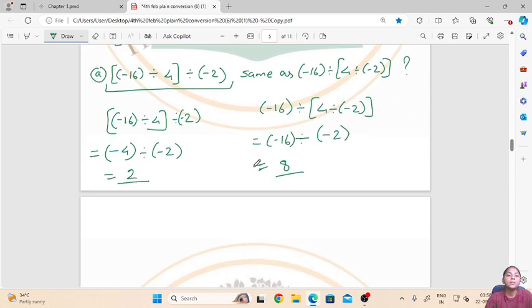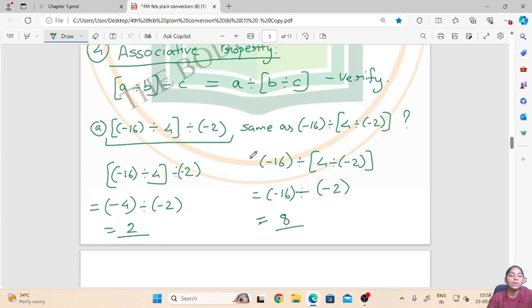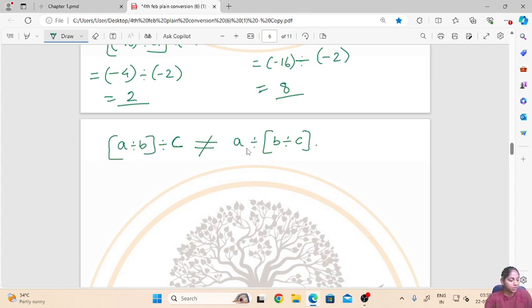So here we see that -16 divided by 4 divided by -2 is not same as -16 divided by bracket 4 divided by -2. So we can say that for this example, a divided by b divided by c is not equal to a divided by bracket b divided by c. Okay, now let us take some more examples to confirm this.